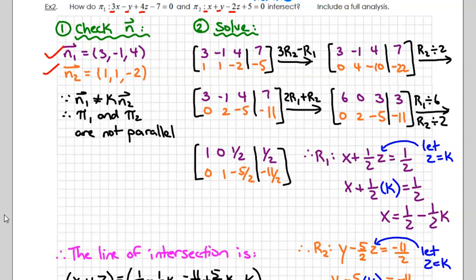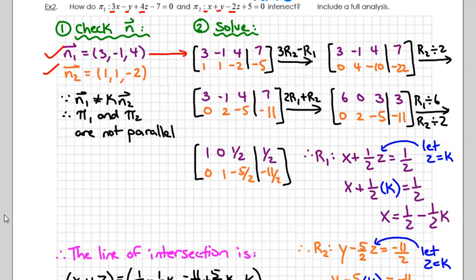Okay, so doing substitution or elimination will get you the point of intersection, or in this case, the line of intersection. So what I'm going to do instead of substitution or elimination, because it takes a lot of space, is use what I taught you in the last video about how to use matrices to find your x, y, and z in a shorter way.